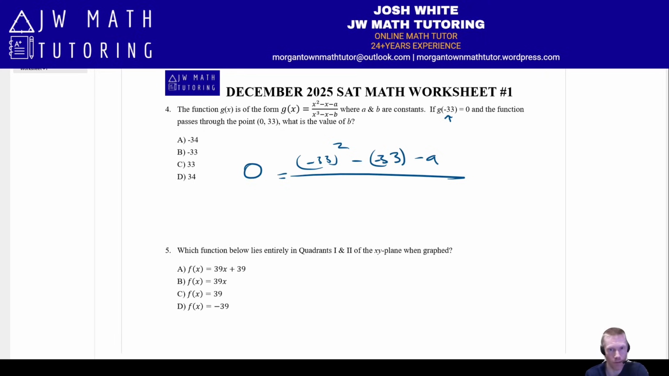In other words, if you have a rational function and you have an x-intercept value, that's really what this is. It's the point negative 33 comma 0. It's an x-intercept. The denominator is irrelevant when it comes to rational functions and finding x-intercept values. It's really where does the numerator equal 0.